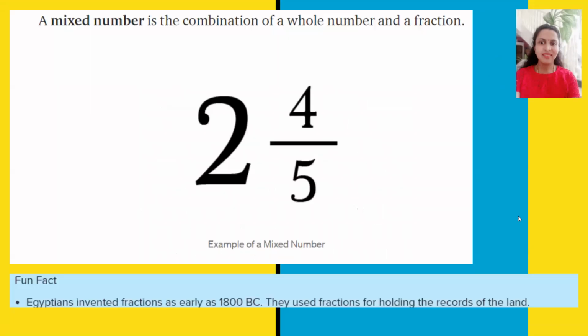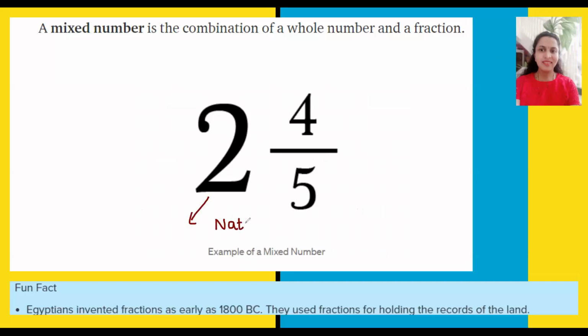So now this is a mixed number. Why a mixed number? Because this is a natural number and this is the fractional part. That's how it is called a mixed number. Egyptians were the first who invented fractions as early as this, and they hold the record. This is a fun fact. So a mixed number is a combination of a natural number and a fractional part. That's how they are called mixed fractions.